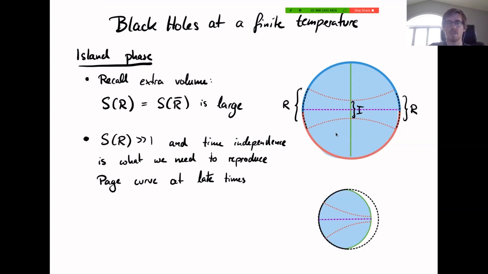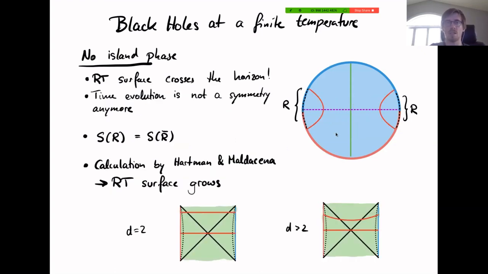Now, the other phase we start with is the no island phase, and here our RT surfaces cross the horizon. And for this one, Raghu mentioned that time evolution forward on both sides of my system is not a symmetry anymore. And so what we find, and this is a calculation which has been done in a slightly different setting by Hartman and Maldacena, is that the entropy calculated by these RT surfaces grows linearly in time. So let me try to draw a little picture to make this maybe intuitive.